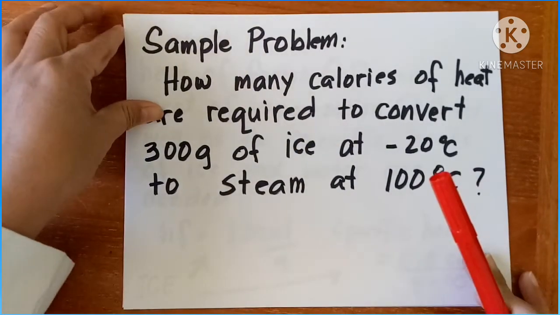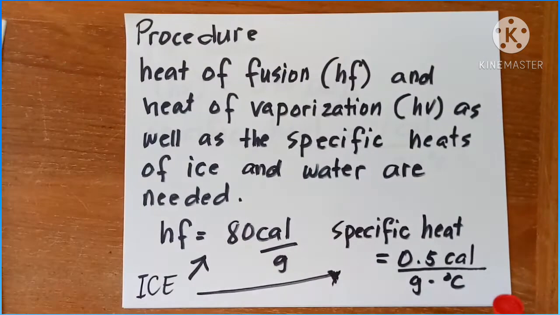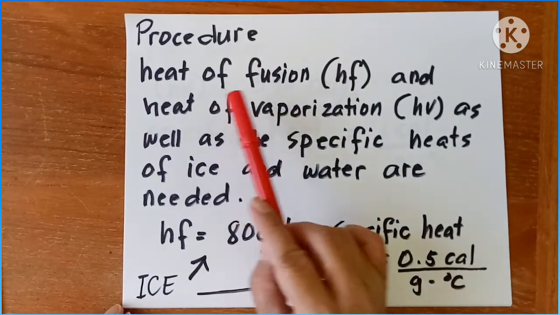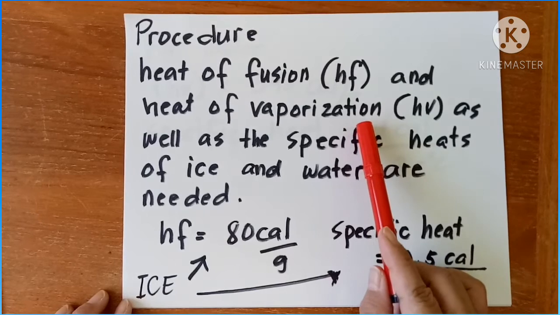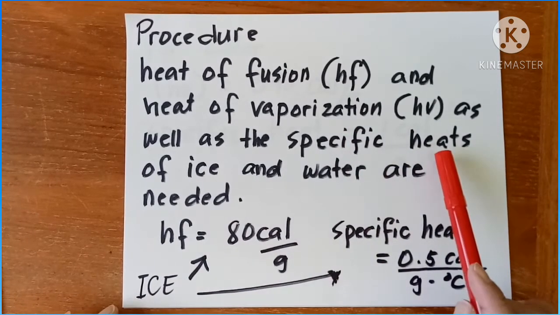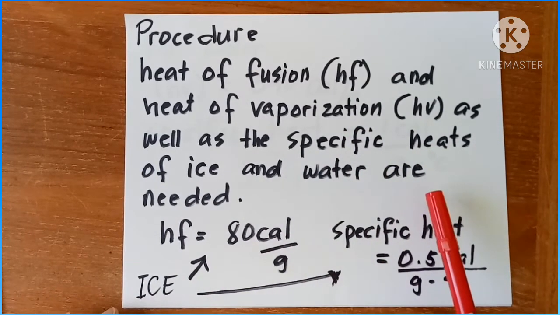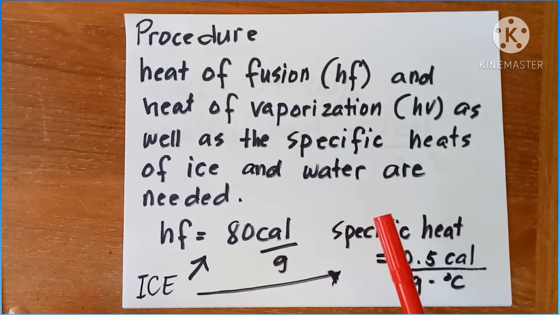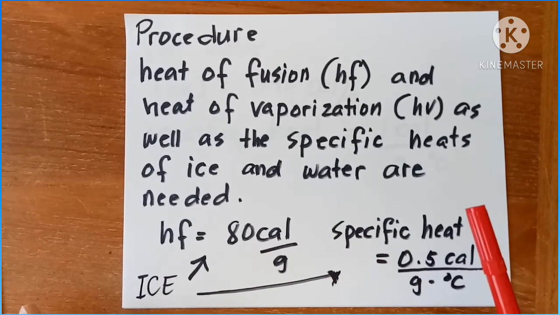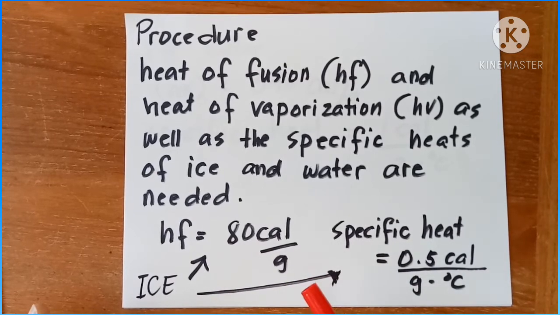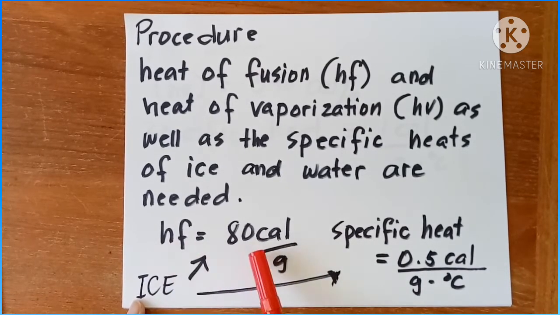So let's have the procedure. You should have first the heat of fusion and then the heat of vaporization, as well as the specific heat of ice and water, since we're going to convert 300 grams of ice at negative 20 degrees Celsius to steam at 100 degrees Celsius. So for the ice, here is the heat of fusion, 80 calories per gram. And then the specific heat of ice is 0.5 calorie per gram degrees Celsius.